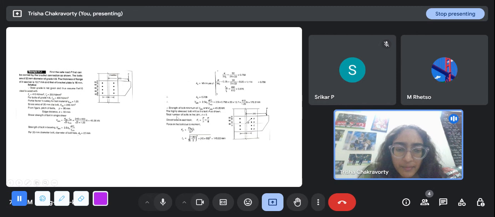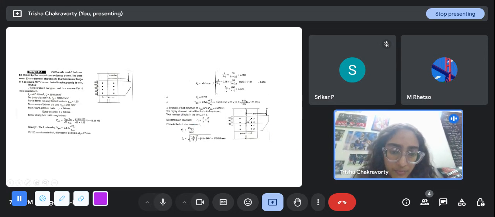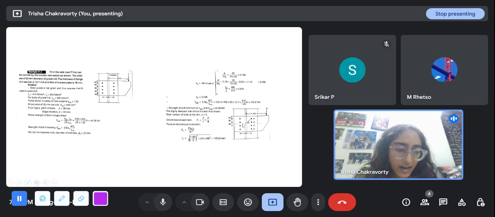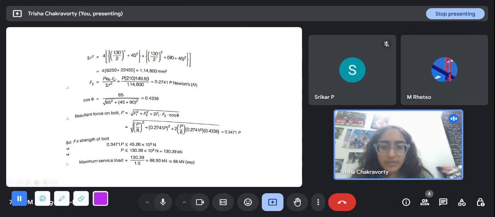So the total number of bolts in the joint is 8. So you divide the direct force by 8. This P, we don't know, that P is what we have to calculate. So the force F1 in each bolt will be P by 8. And the force in the bolt due to moment, we apply the formula directly. What is Rn here? This is just a geometric calculation. You have to add all these R distances, square them, and then take the root. It comes to this. This is the sigma r square, and you apply this formula.